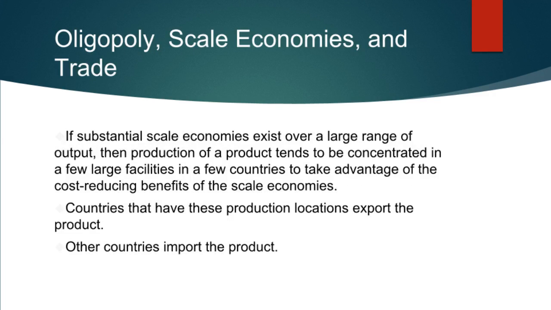We can make several observations about oligopoly and trade. First, scale economies tend to concentrate production in a few production sites. When they were chosen by the firms, these may have been the lowest cost sites. Over time, production tends to continue in these sites, even though they may not remain the lowest cost sites if all sites could achieve the same production scale. Countries with these production locations export the product, and the rest import the product.